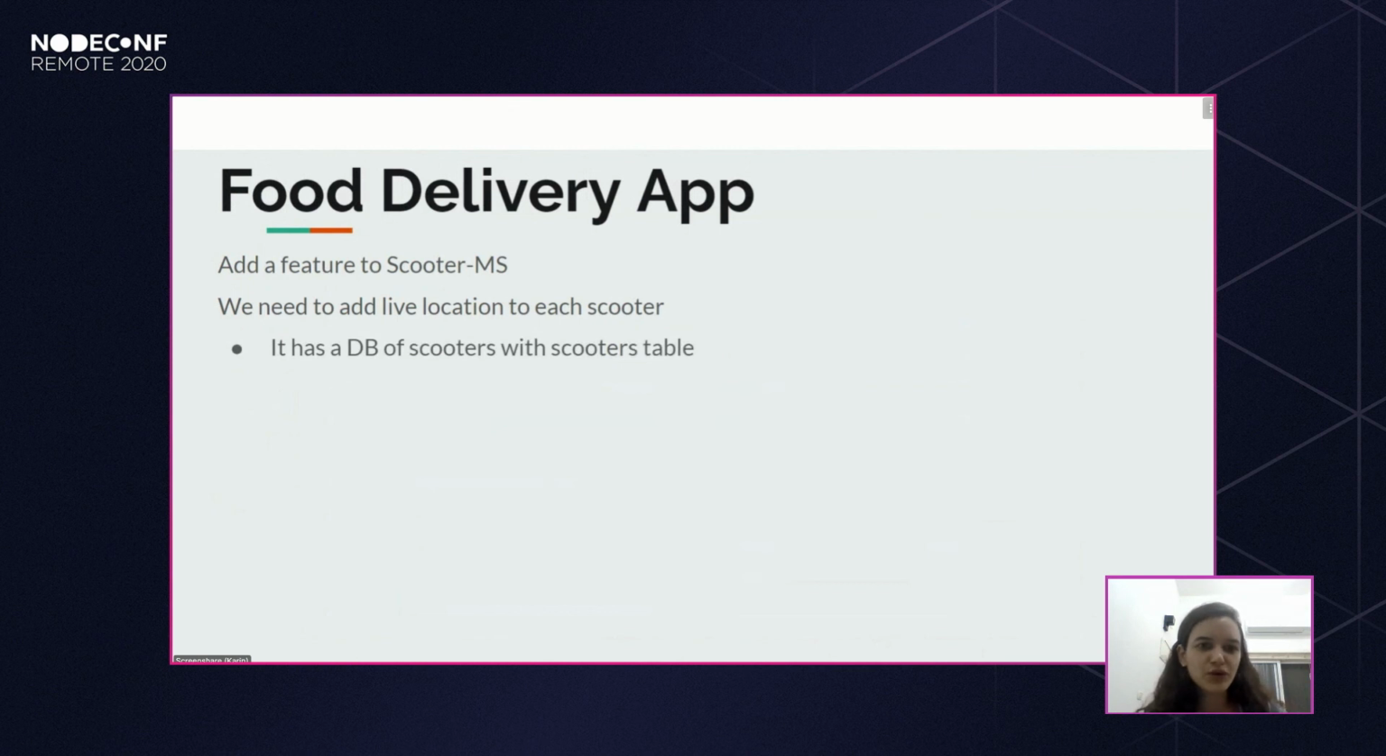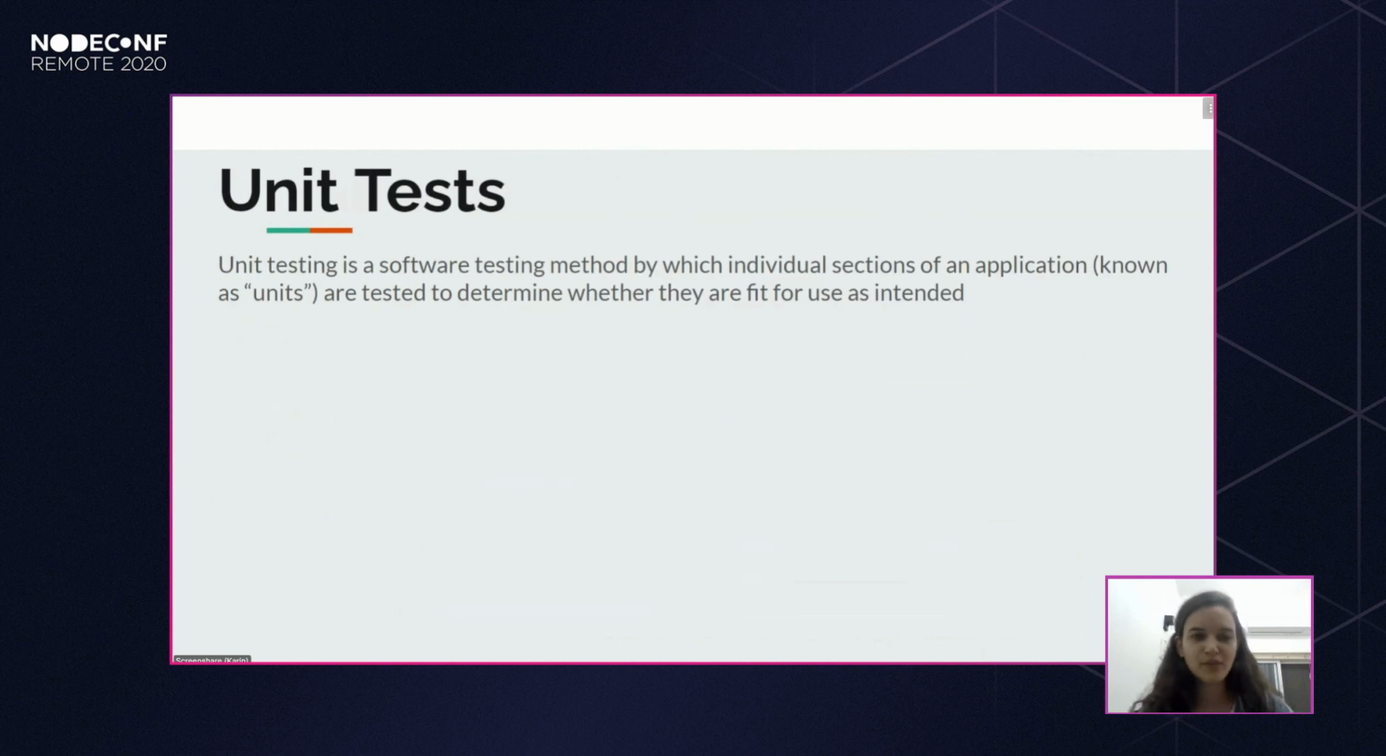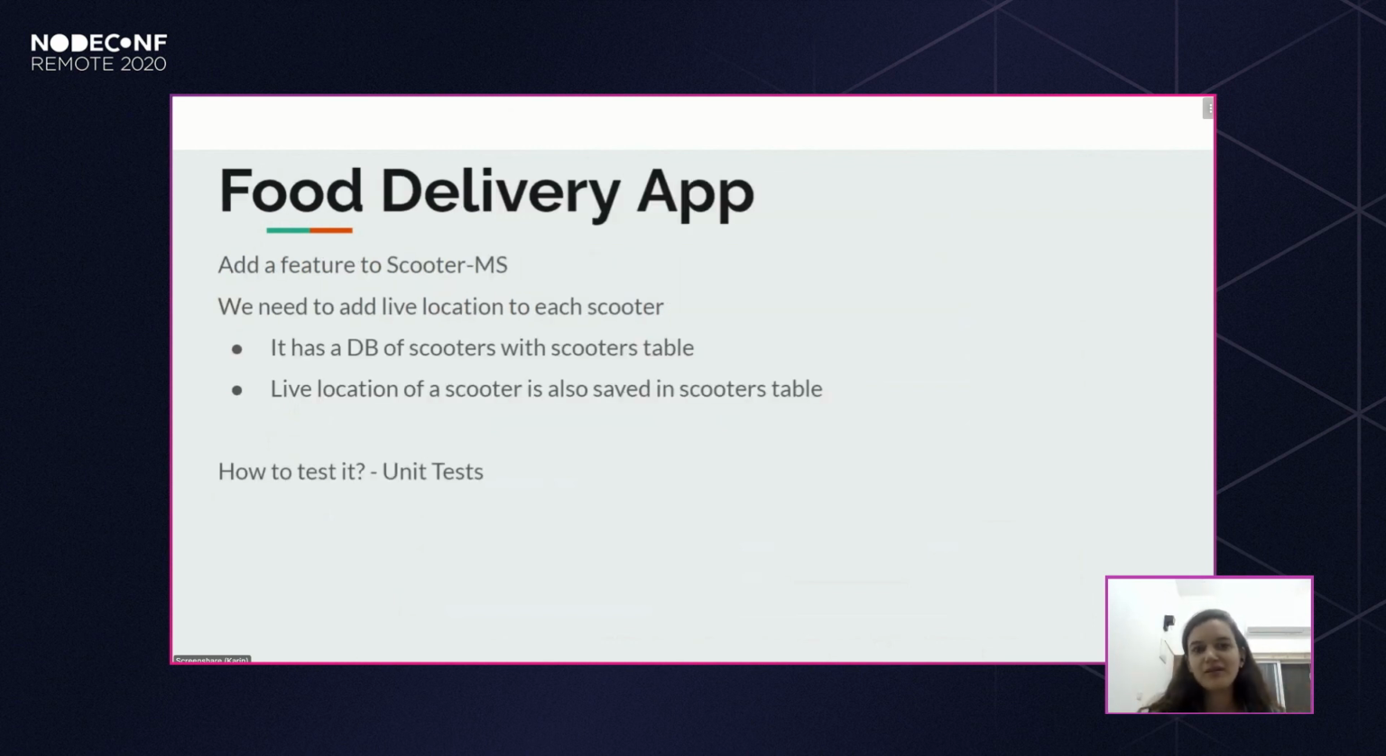So the Scooter MS has a database of scooters with a scooter table, and we decide that we will save the live location of a scooter to that table. And let's assume that we have already developed this capability, and now we want to build tests in order to push it to production, right? We need to test what we wrote. So the easiest thing to do, the fastest thing to do, is to write unit tests, right?